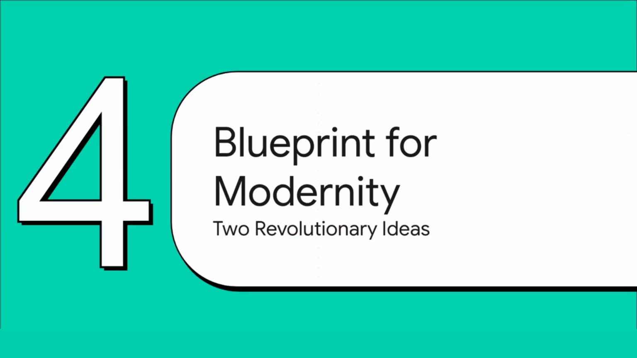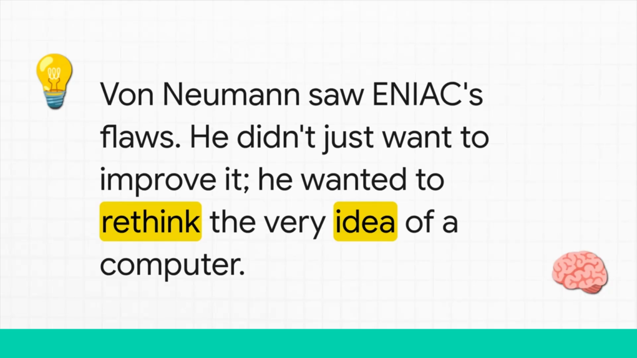Section 4. The Blueprint for Modernity. Because after von Neumann saw ENIAC, he realized the goal wasn't just to fix its problems. The goal was to write the blueprint for every single computer that would come after it. And that was the key insight right there. It wasn't about building a better calculator. It was about totally rethinking what a computer could and should be.